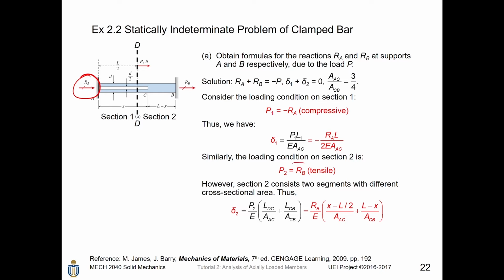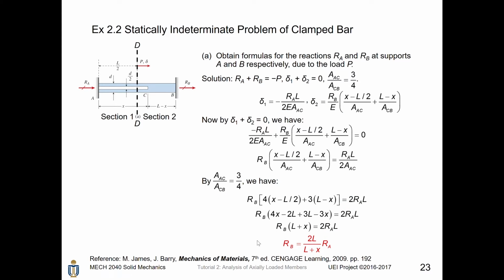Similarly, the loading condition in section 2 is tensile because RB is a tensile force to section 2. However, section 2 consists of 2 segments with different cross-sectional area. Therefore, we have to divide section 2 into those 2 segments and find their change of length respectively. So delta 2 equals this whole bunch of stuff.